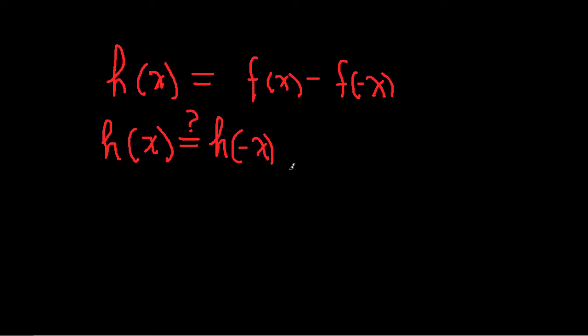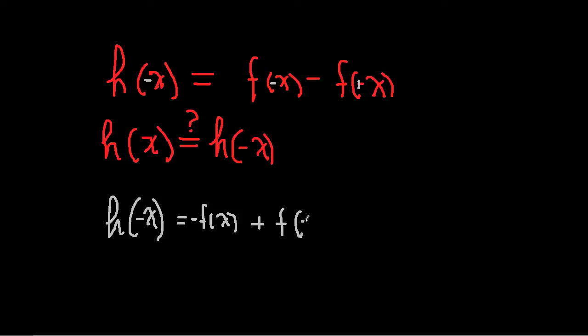Well, let's see if we do what we did last time, and everywhere where there's an x, we replace it by negative of x, and then negative of negative x becomes a plus. So this becomes h of negative x is negative f of x equals negative of f of x plus f of negative x.